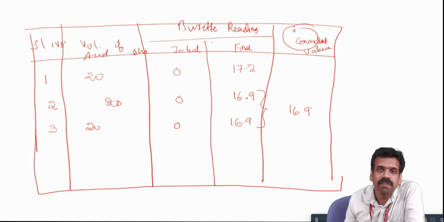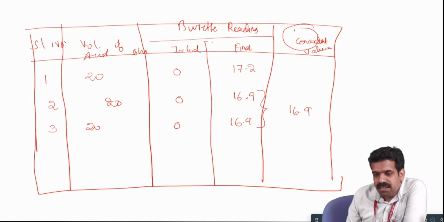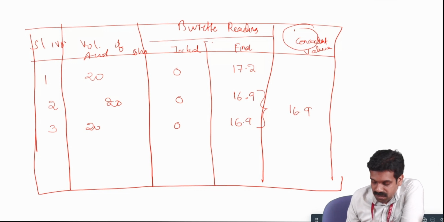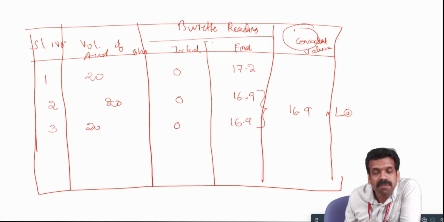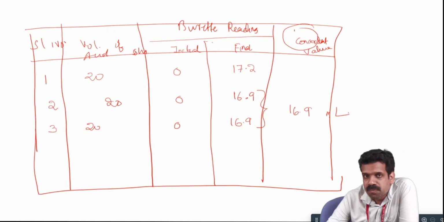So the concordant value is 16.9 ml. And remember, this is the volume of the base that I have used, 16.9 ml. So now, when I come back to the titration part, what will I do with these values? My objective is still left as such. I did not find the concentration of the given unknown solution. So how do I find that?